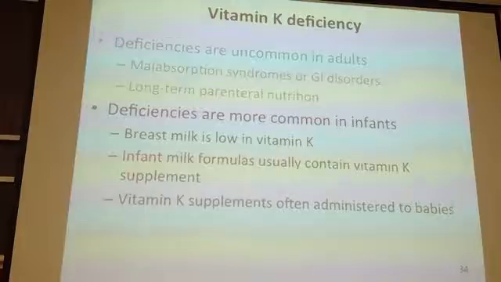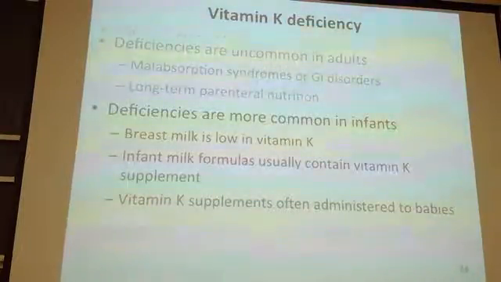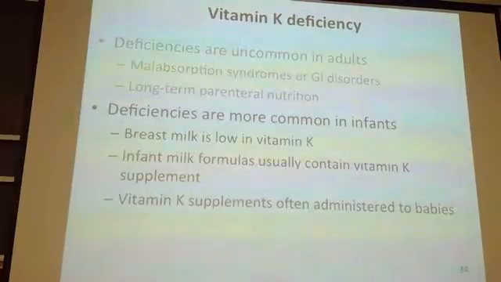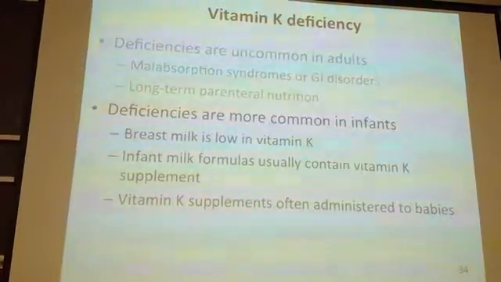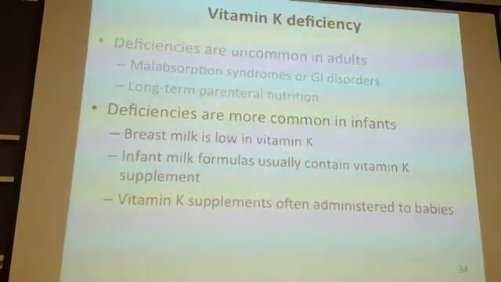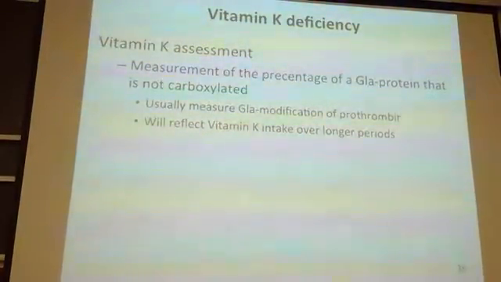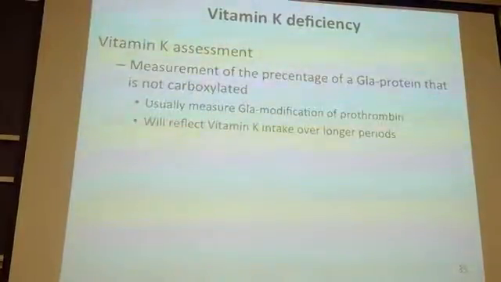Deficiencies, however, are more common in infants. So breast milk is particularly low in vitamin K. This can be counteracted if the mother takes vitamin K supplements. It can increase the amount of vitamin K in breast milk. Infant milk formulas usually contain vitamin K supplements. And often newborn babies are just directly administered a vitamin K supplement to avoid any issues with vitamin K deficiency. So deficiency is likely more present in infants than adults.